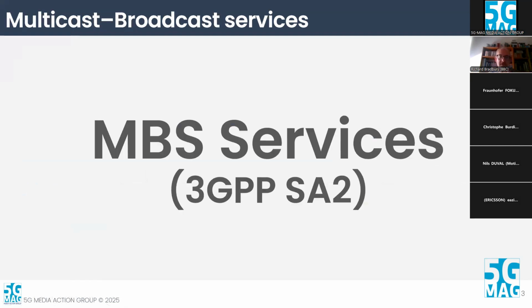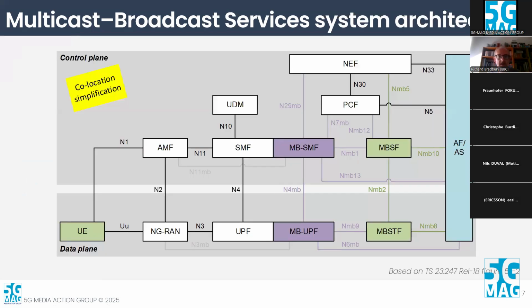So first of all, we start off with the low-level SA2 architecture. And just as a reminder, this is a little bit of a simplification of what SA2 has specified. We've been working with the colleagues from the Polytechnic University of Valencia, and they've implemented these purple functions, the multicast broadcast service management function and the multicast broadcast user plane function. But they've done it in a slightly simplified way by extending the existing service management function and then the existing user plane function. So there's no actual reference point between these in the reference implementation they've done. But that's just a choice.